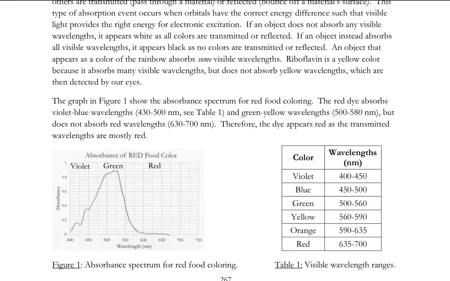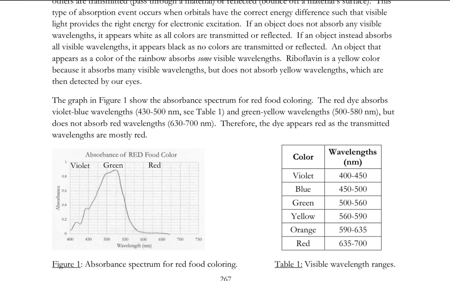The absorbance spectrum of red food color is shown here. The absorbance spectrum is absorbance on the y-axis versus wavelength on the x-axis. And we see for red food color that it primarily absorbs in the green region. The absorbance spectrum for riboflavin looks rather similar to this absorbance spectrum, except it is shifted much to the left. That is, the peak is between 400 and 500 nanometers.